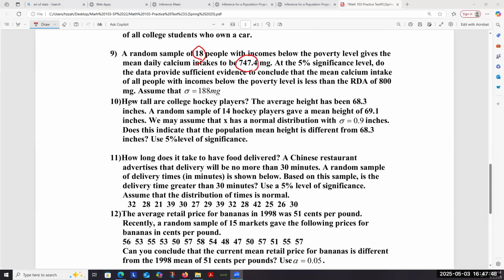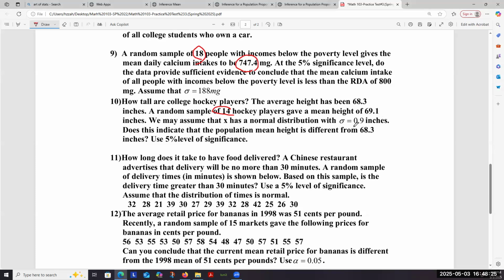The next one, number 10, read it again carefully. You want to check how tall college hockey players are. So we pick a number of them. The average height has been 68.3 inches. That's the thing that we know, a kind of claim. So we pick a group of people, hockey players. We pick 14, and we find out that the sample height is larger, 69.1.